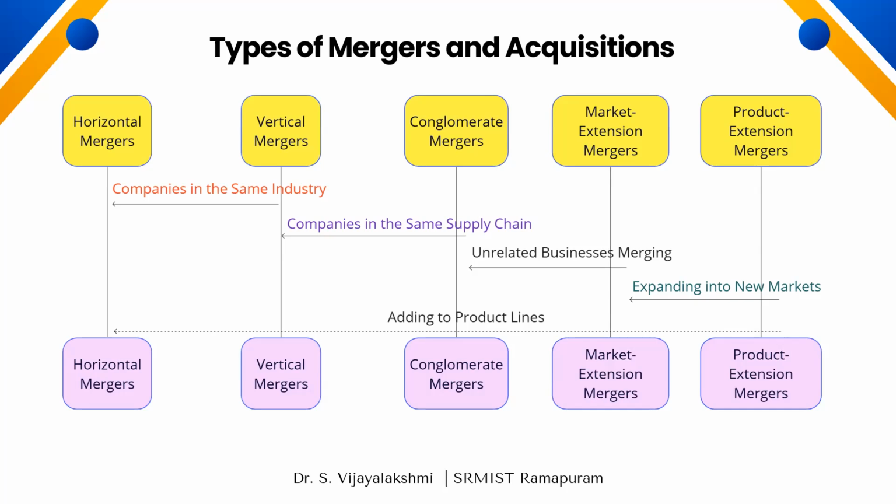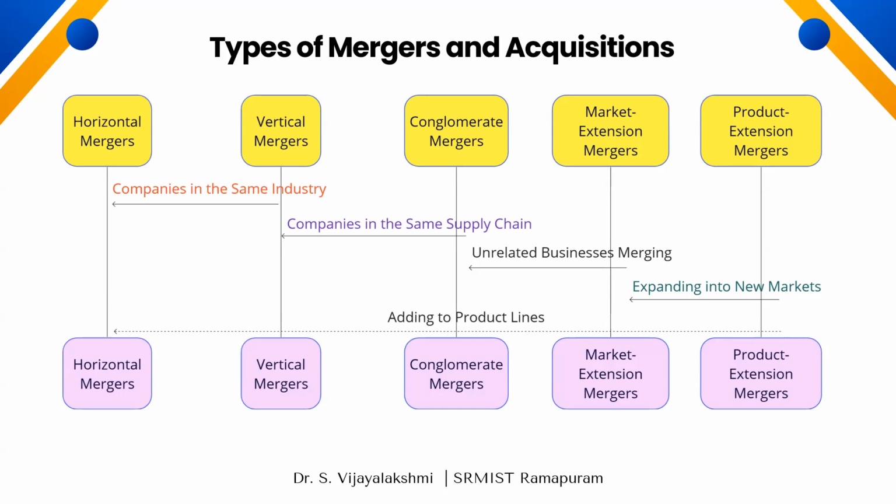Product extension mergers. This type involves companies in related industries that offer different but related products. The goal here is to add to the existing product lines and expand the product offerings to the customers. For instance, a laptop manufacturer merging with a smartphone company can be seen as a product extension merger. Each of these types of mergers and acquisitions has its strategic significance and plays a different role in the corporate strategy of businesses.